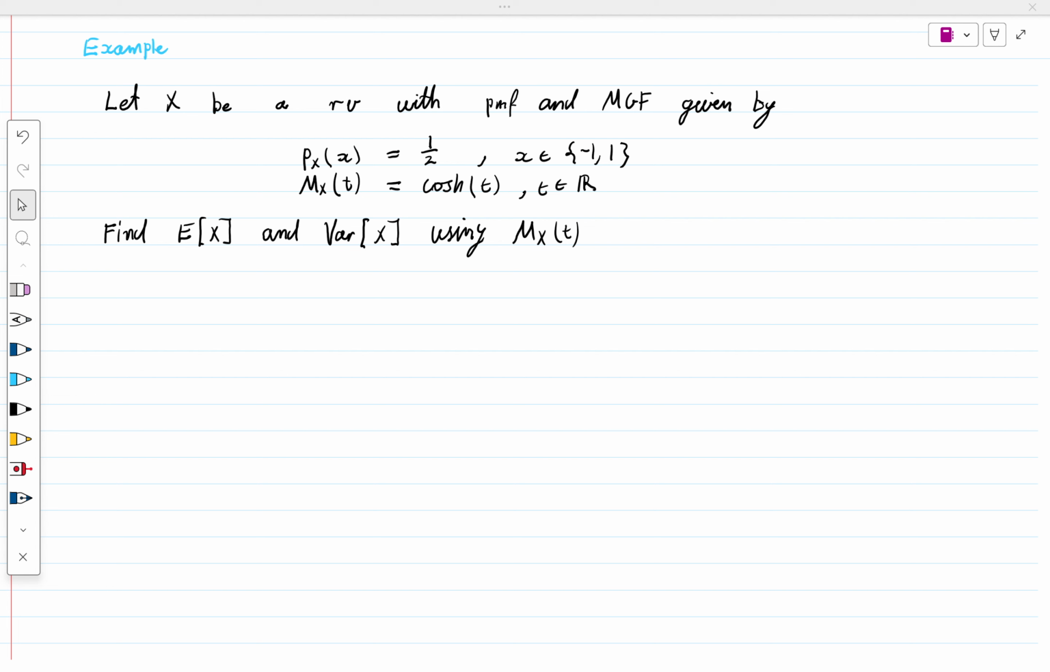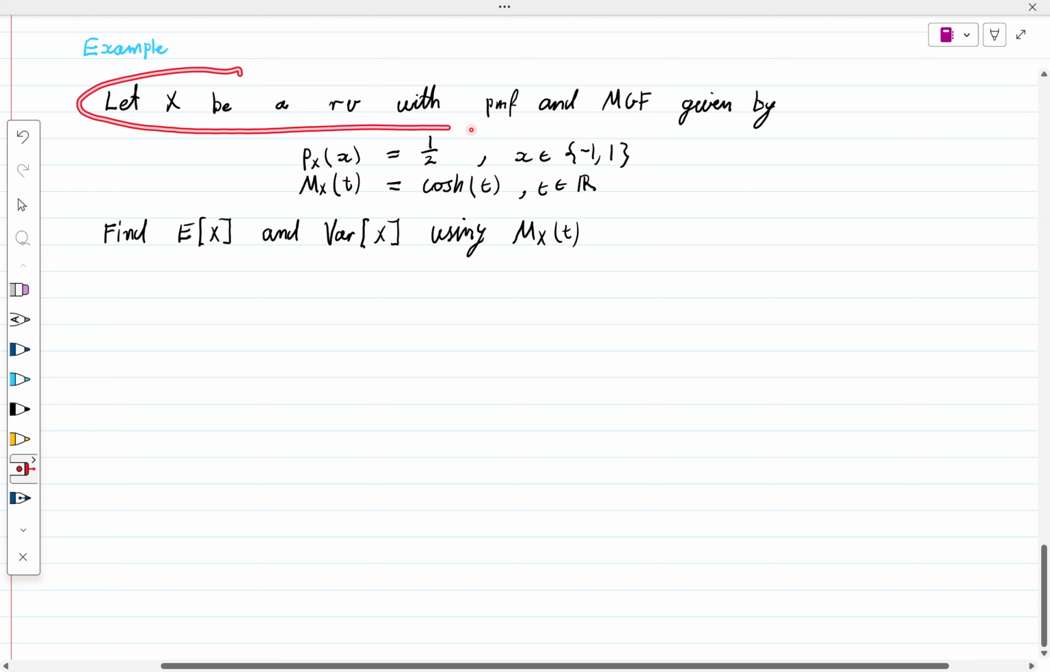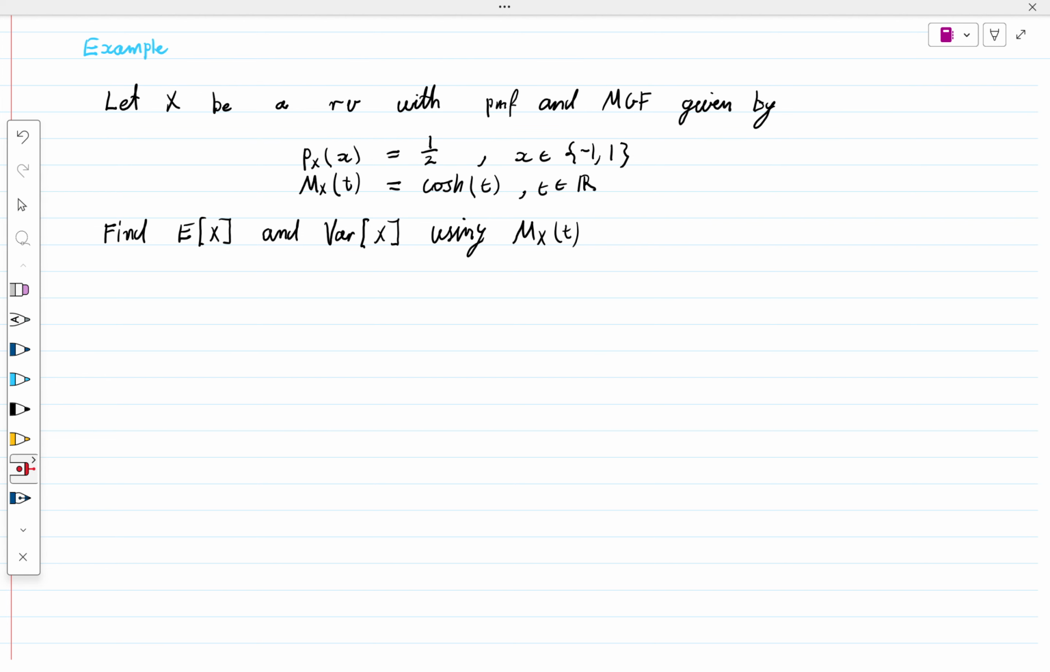In the following example, we're going to demonstrate how the moment generating function can be used to evaluate the expectation and the variance. Here is our question. Let X be a random variable with PMF and MGF given by the following. Now you might recognize this example from the first video where we had a probability distribution, PMF, where x is equal to a half and X takes the values -1 or 1.